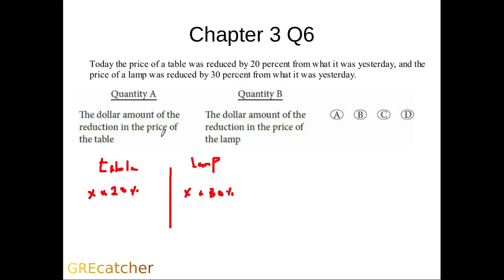Okay, fine. Now he says that quantity A is the dollar amount of the reduction in the price of the table, and quantity B is the dollar amount of the reduction in the price of the lamp. So simply in this question he is saying that you have a table and lamp. The table is reduced by 20% from its starting price, and lamp is reduced by 30% from the starting price, and he wants to know which amount of dollars is reduced more, which one has more subtraction. It's kind of tricky because people may assume that 30% is always bigger than 20%, but it's not true.